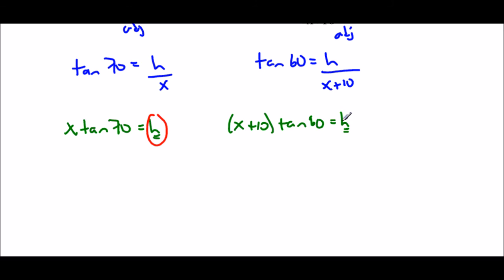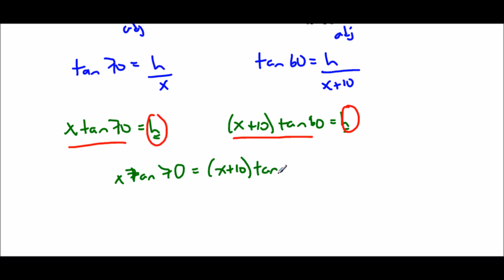So because the height of the building is the same, that means that whatever the height is equal to must be the same. So now I can say that x times tan 70 is equal to x plus 10 times tan 60. Now I have a single equation where there's only one unknown, and that's x. So if I take up my calculator and calculate the values, tan 70 is 2.7475 times x.